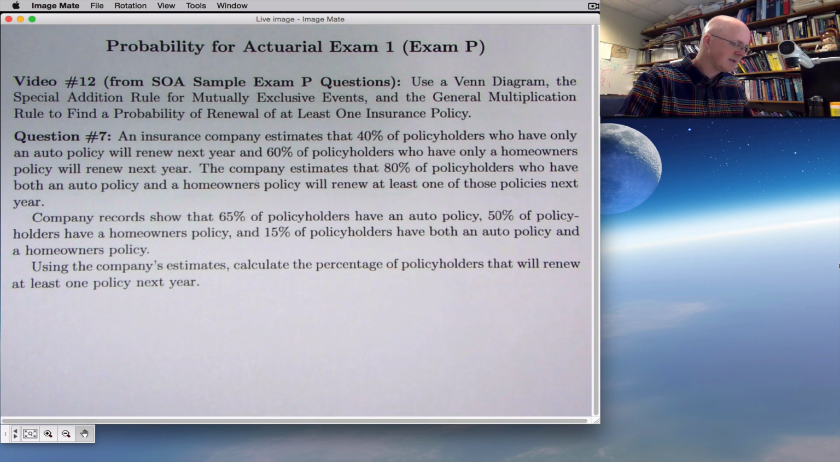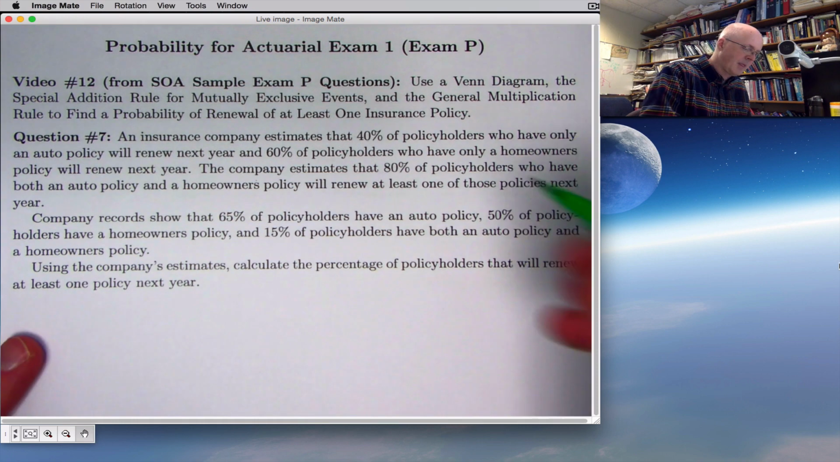So yeah, we are using a Venn diagram, we are using the special addition rule for mutually exclusive events, and we're going to use the general multiplication rule, not the special one, to find a useful thing, the probability of renewal of at least one insurance policy by a randomly chosen customer. So we have an insurance company that's got information about their policyholders, their customers.